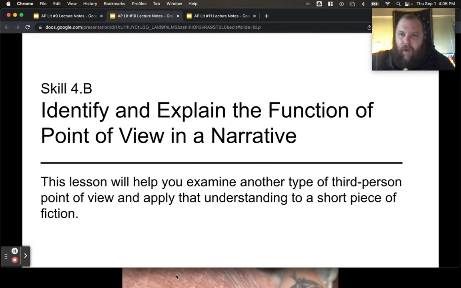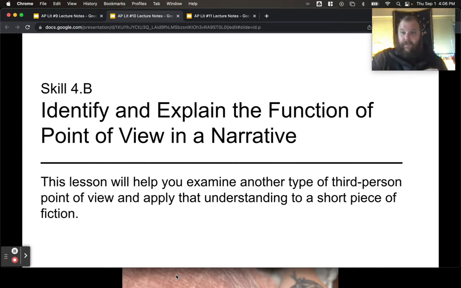Today we are wrapping up our initial discussion about identifying and explaining the function of point of view in a narrative. This lesson specifically is going to help you examine another type of third-person point of view and apply that understanding to a short piece of fiction.